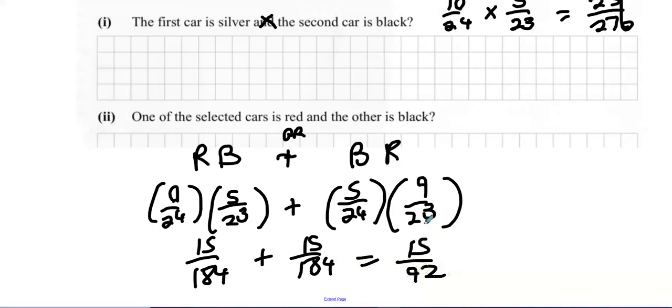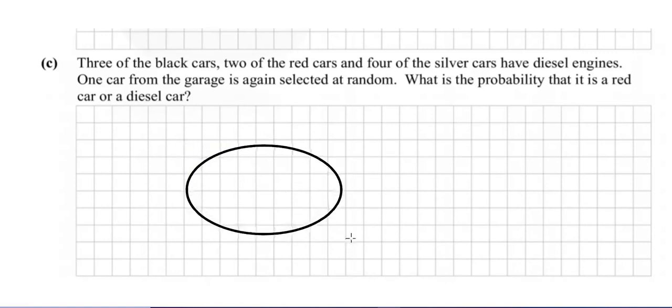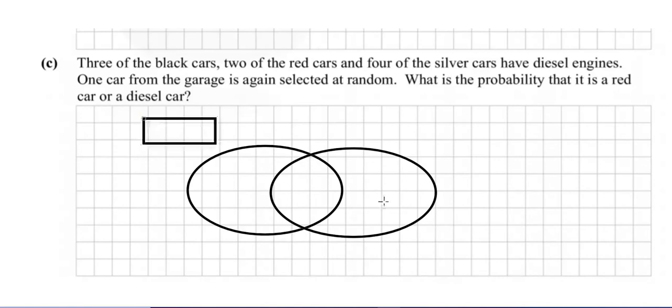Okay. So that's 3 of the black cars, 2 of the red cars, and 4 of the silver cars have diesel engines. One car in the garage is selected again at random. What's the probability that it's a red car or a diesel car? I think what we'll do here is a Venn diagram to help ourselves picture this, okay?